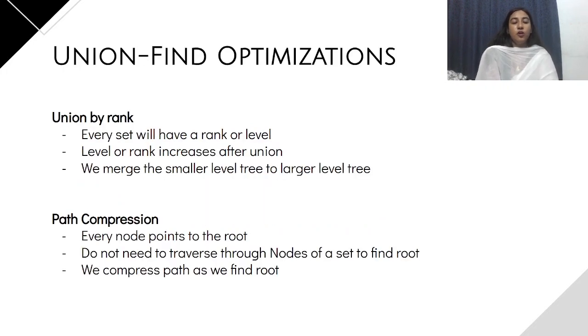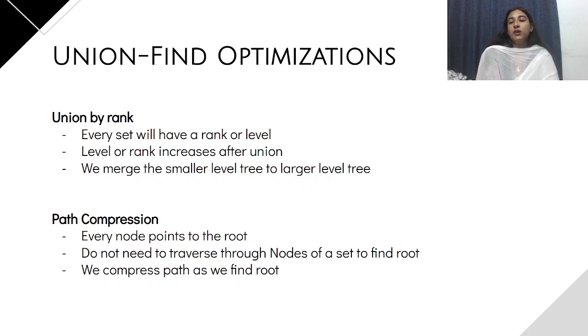Now if I talk about the optimization, there are two techniques that make DSU fast, almost order of 1 per operation. One is union by rank. Each set has a rank or a level. When merging two sets, put the smaller tree underneath the larger tree. It keeps the tree shallow.